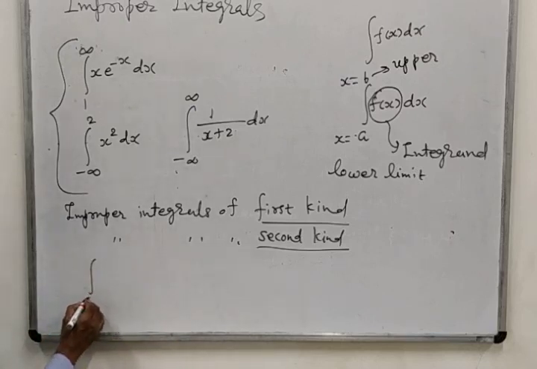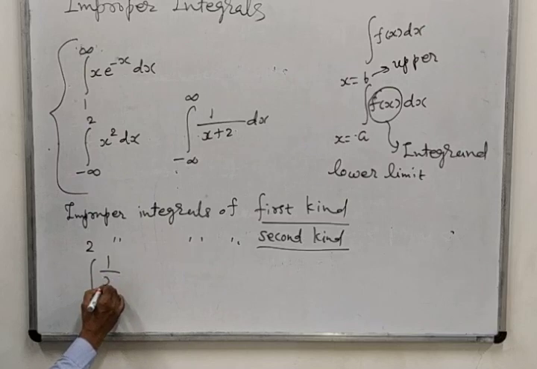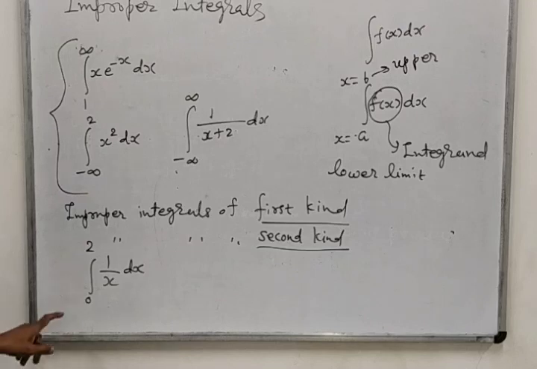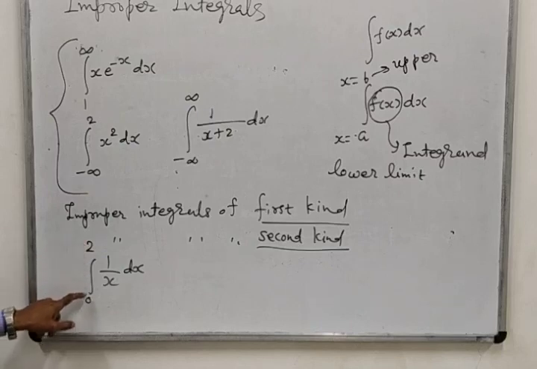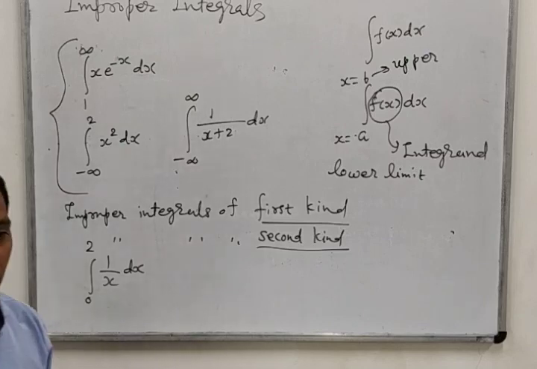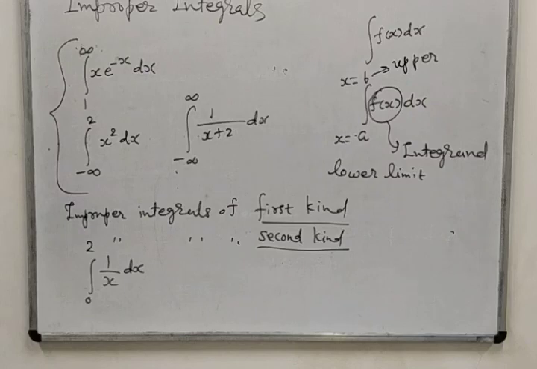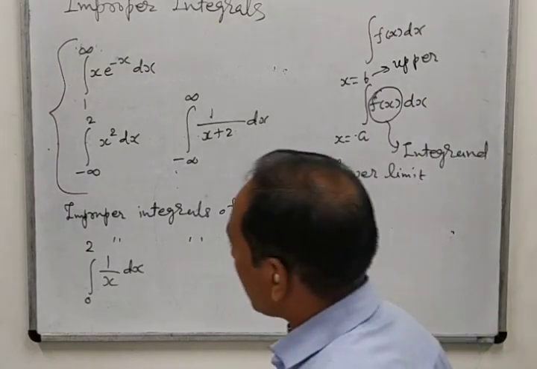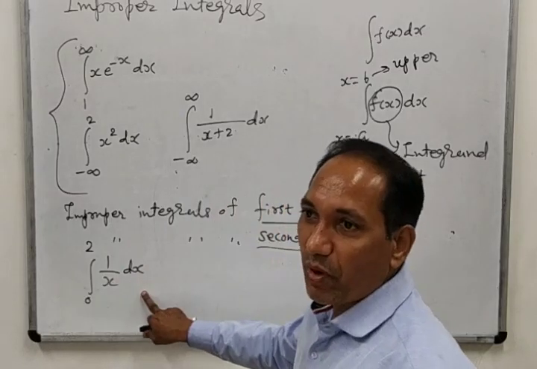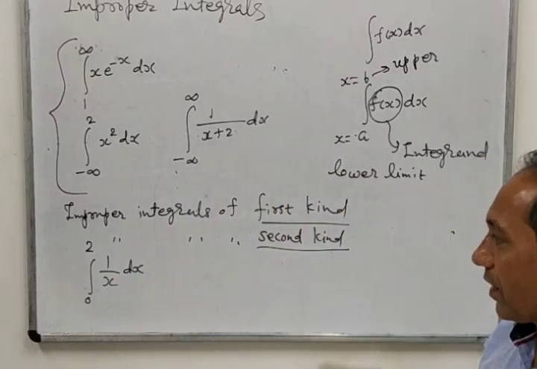Suppose, let us see one example, the integral from 0 to 2 of 1 upon x dx. Here you can see that the limits are not infinite, but the range is from 0 to 2. If you put x equals 0, 1 upon 0 becomes infinite. That means it is not bounded. So we say that this integration is an improper integration of second kind.